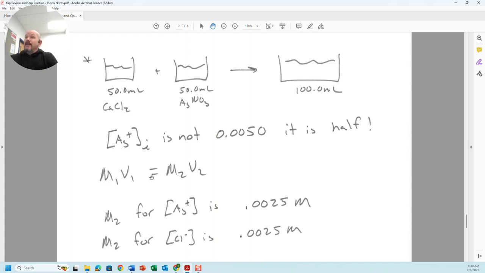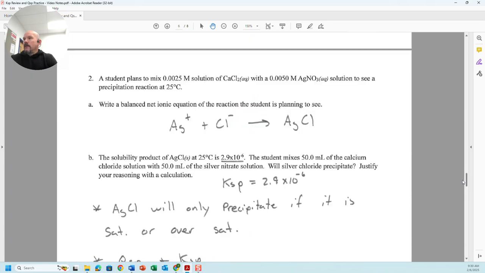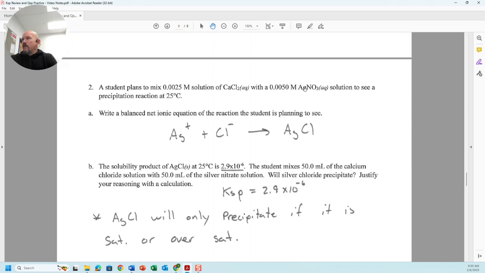So, and then the other trick is, let's go back up here. Let's look at M1 for both of these. So M1 for silver is going to be 0.005, okay? But M1 for chloride isn't 0.0025, it's actually 0.0025 times 2, because this is the molarity of the whole thing, but you get 2 chlorides for every this.